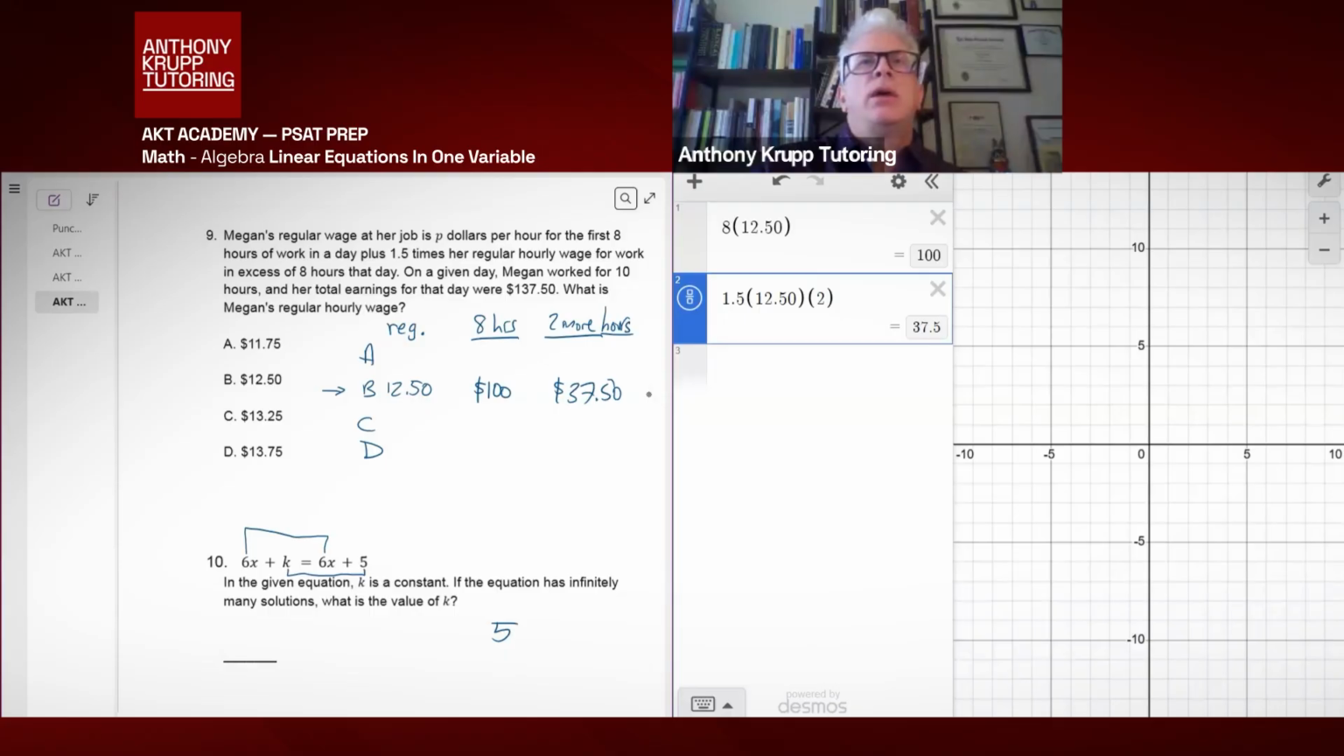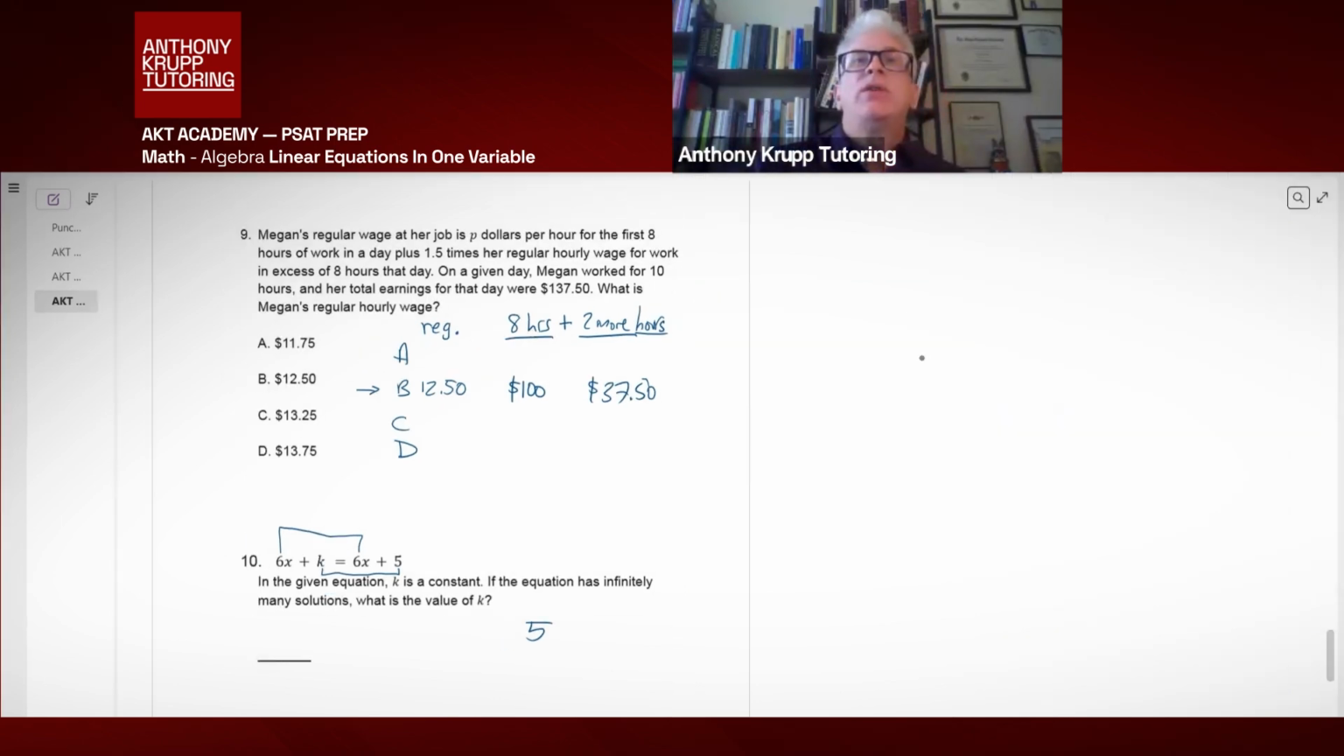So then the question is, if she works this and she works, I'm going to expand this now. There we go. That's better. So if she works the 8 plus the 2, that's going to be the 10 hours that she worked, right? The 100 plus the 37.50 is 137.50. And does that fit the question? Yes, it does. We're done.